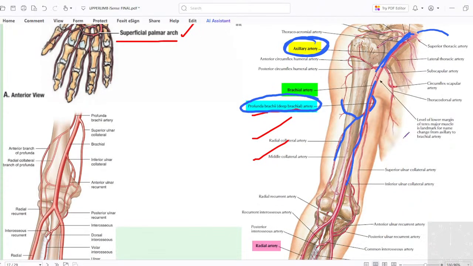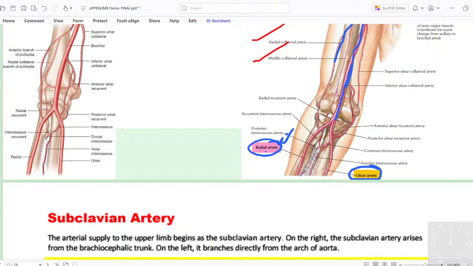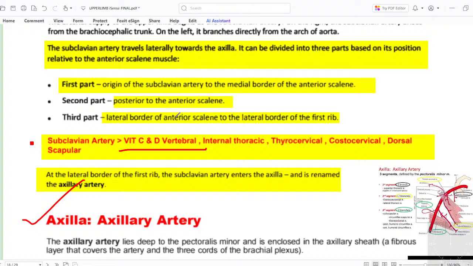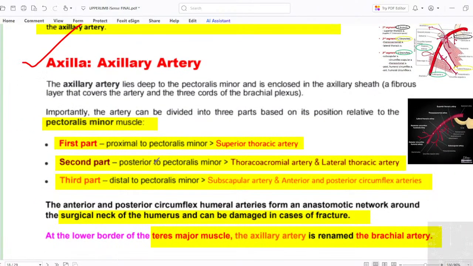The brachial artery passes the elbow anteriorly and then divides into two parts: the radial artery on the radial side, and the ulnar artery on the ulnar side. We check pulse mainly in the brachial artery, right? Subclavian artery, first part, second part, third part. Whatever we have seen in the picture, this is just the explanation of the subclavian and axillary arteries. You can have a look.